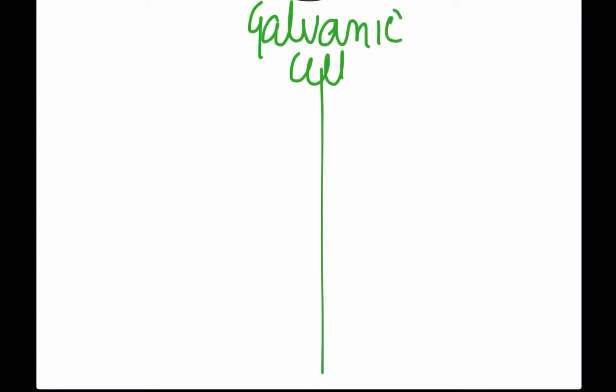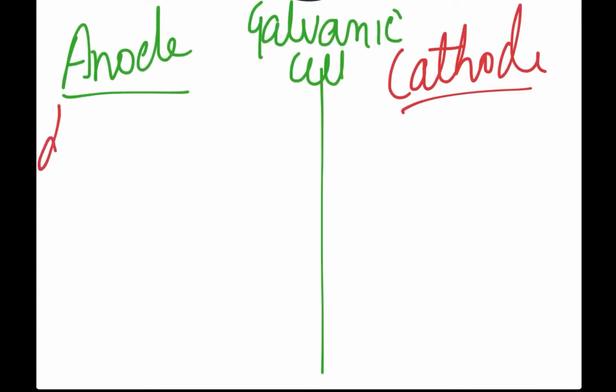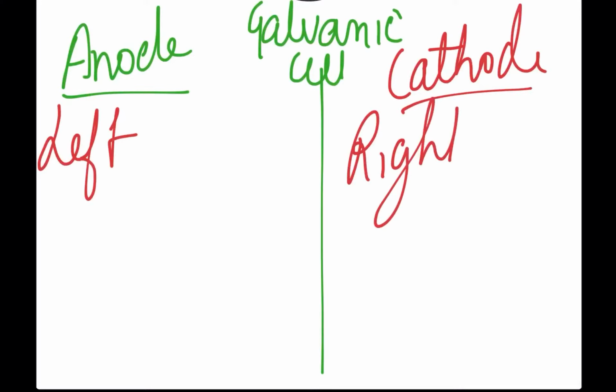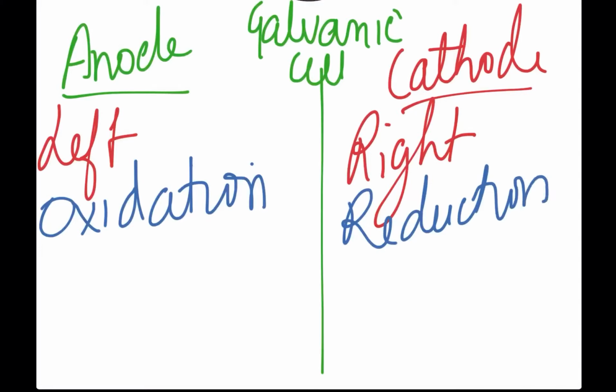Lastly, to conclude, in the galvanic cell, I have 2 terminals, the anode, and I have the cathode as well. The anode is the left terminal, the cathode is the right terminal. In anode I have oxidation, in cathode I have reduction. That means if I have oxidation, the loss of electrons here in the anode, it becomes your negative terminal, and cathode is your positive terminal.